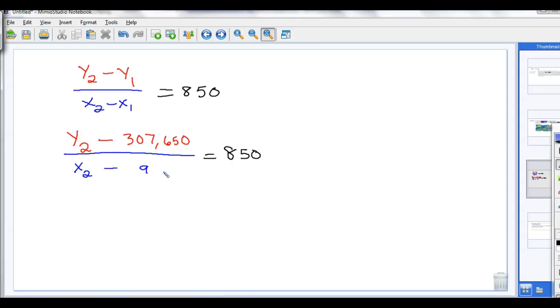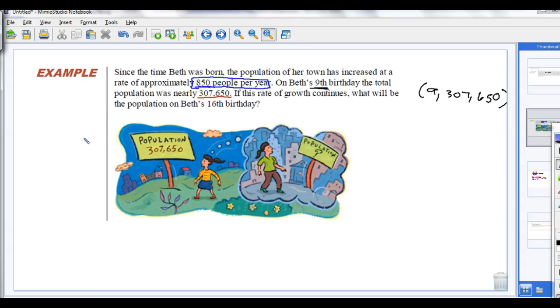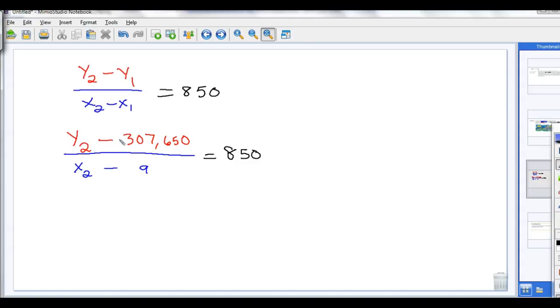Now what we're going to do is solve for y, I think, because it says what is the population going to be on Beth's 16th birthday. So 16th birthday, well, that's this number. It's a year, so that's going to be our x2. We're going to replace that x2 with a 16, because we know that she's going to be 16, and that is our x.